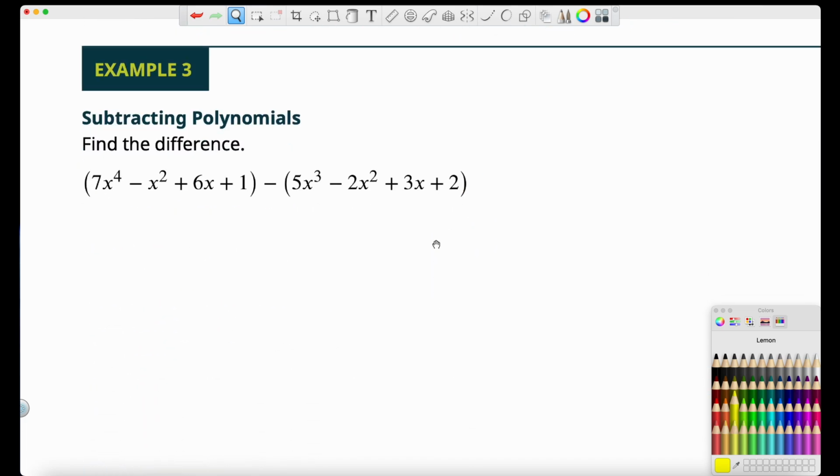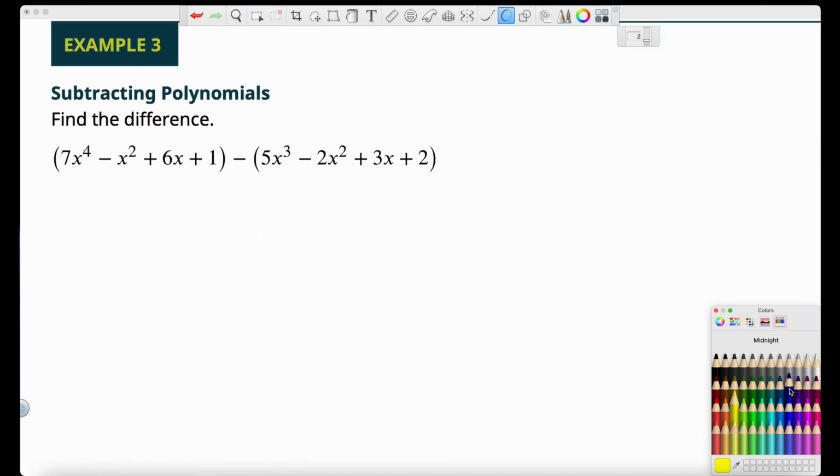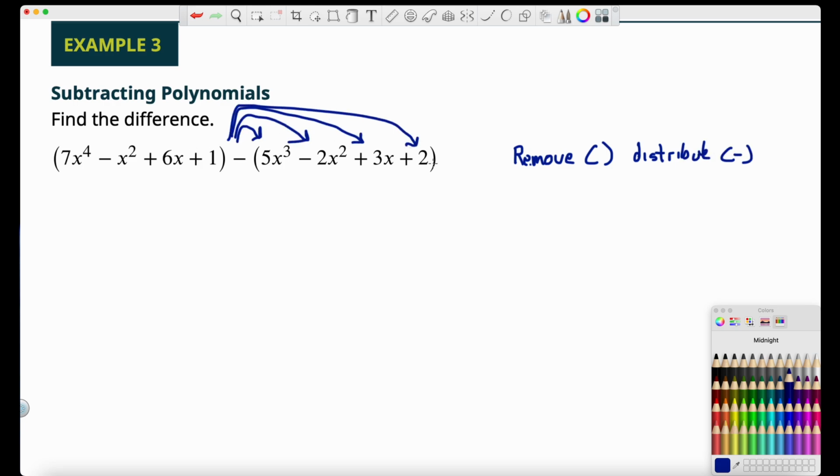Okay. How about let's find the difference? So the difference means subtracting. And so we're going to remove the parentheses here, but we have to distribute this negative through this polynomial. And then we're going to follow the same steps as we did before. We will group like terms and then add like terms and then simplify everything. So here I'm distributing this negative. Remember, a negative times a negative is a positive.